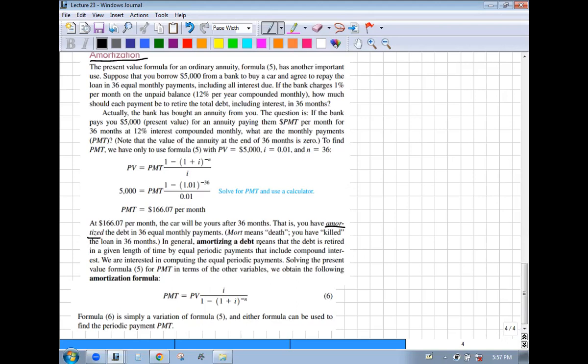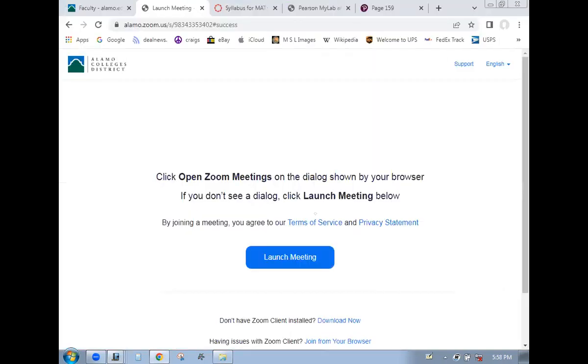Amortize means killing the debt. Mort means death. So we've killed the debt. That's where the term comes from. This is the exact same formula we just used, except it was PV equals, and we moved this stuff over here and rearranged it to look like that.